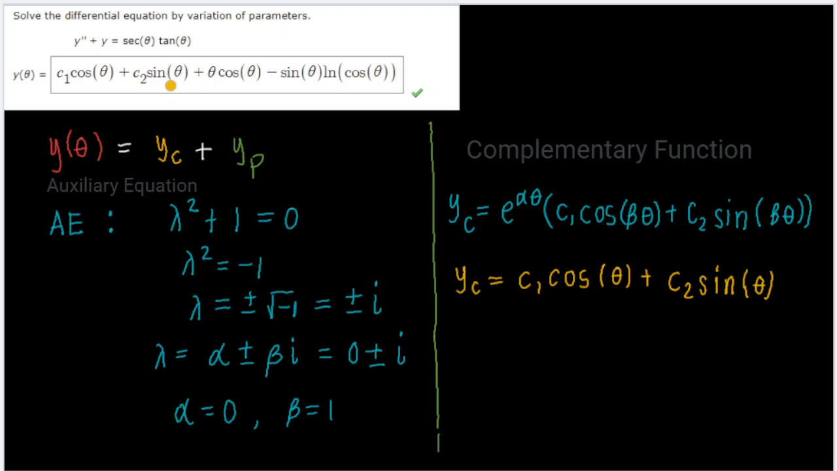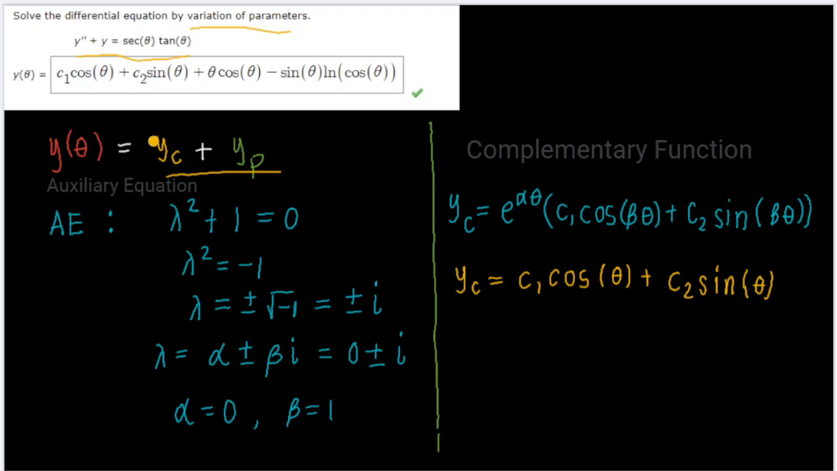In this video, we're going to work with this differential equation here: y double prime plus y is equal to secant theta times tan theta, using the method of variation of parameters. Now, our goal is to find our general solution y of theta, and our y of theta is equal to yc plus yp, and this has two components.